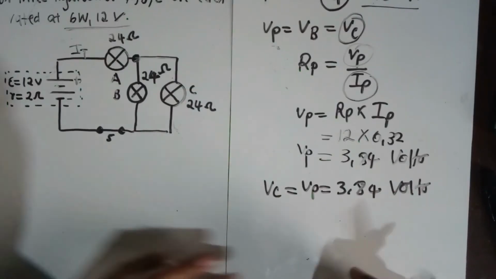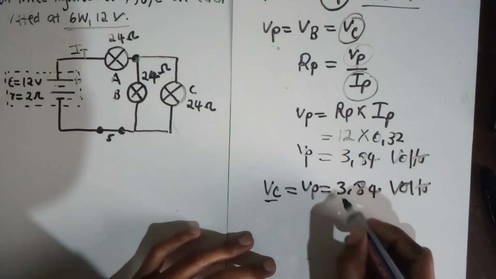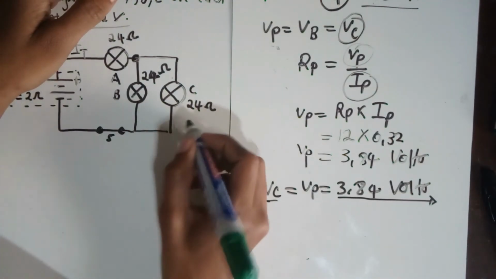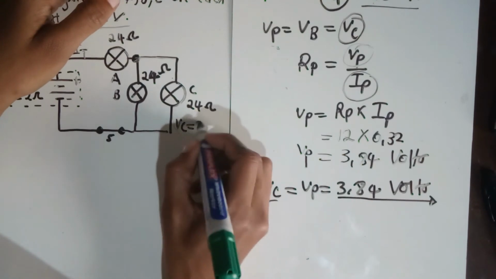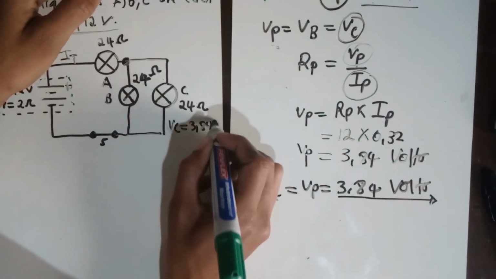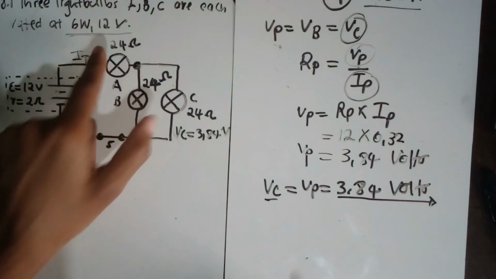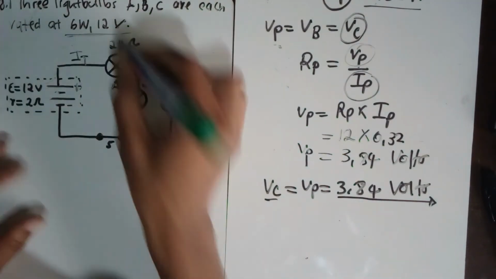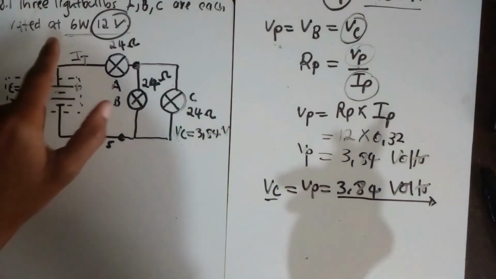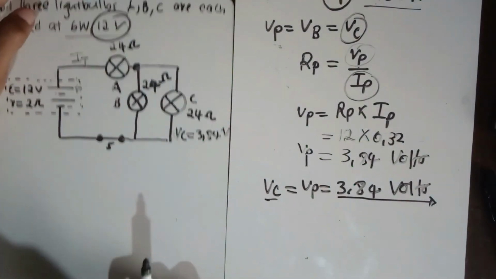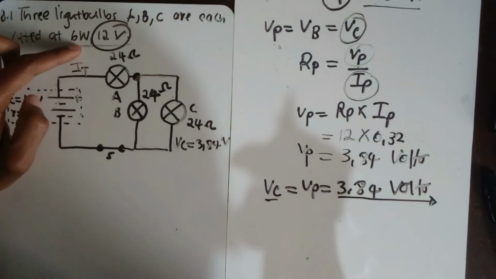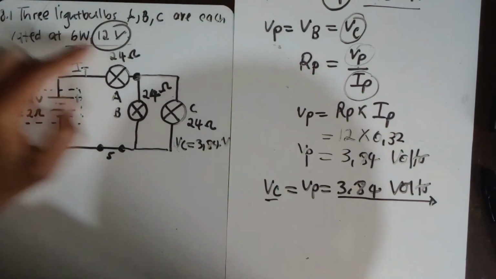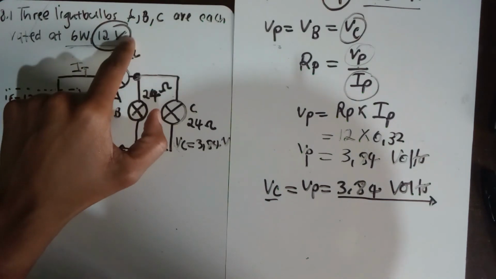So look back, we've just calculated what the potential difference across VC is, and we found it to be VC equals 3.84 volts. But let's look at our specification. It says that our specification was 6 watts as well as 12 volts. So what does that mean? The power rating, the output voltage, was 12 volts.